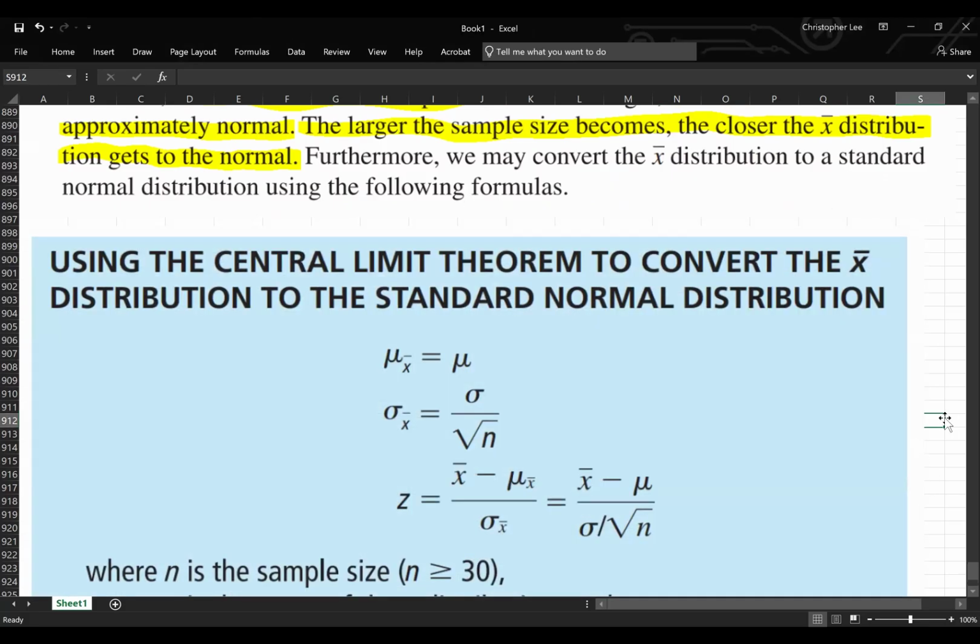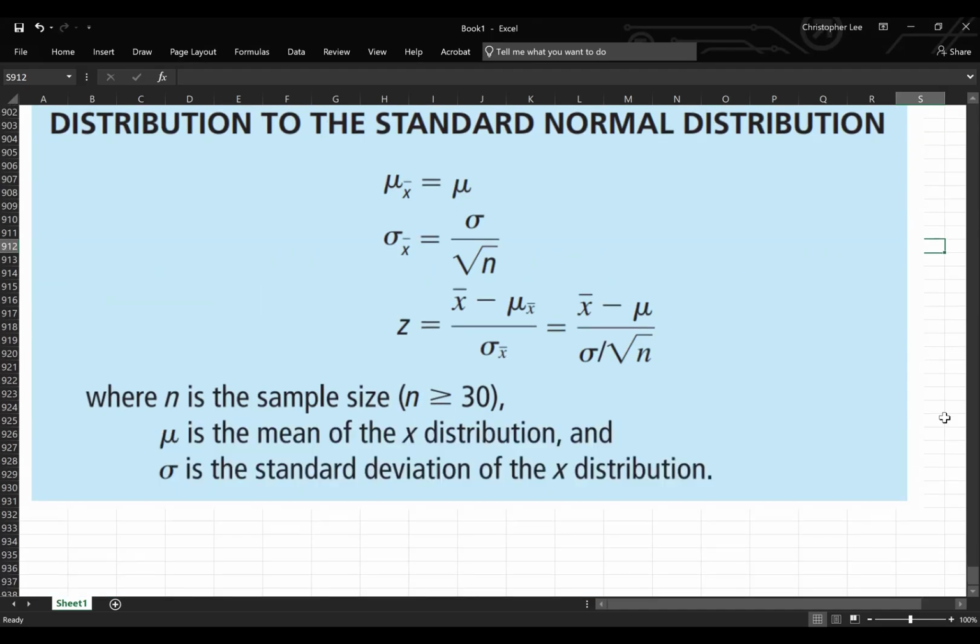So using the central limit theorem to convert the X bar distribution to the standard normal distribution, the mean for X bar is equal to mu. The standard deviation for X bar is equal to standard deviation over the square root of n. Right? Our Z value is equal to X bar minus the mean mu X bar over the standard deviation sigma for X bar, which is equal to X bar minus mu over sigma over the square root of n, where n is the sample size, n greater than or equal to 30.